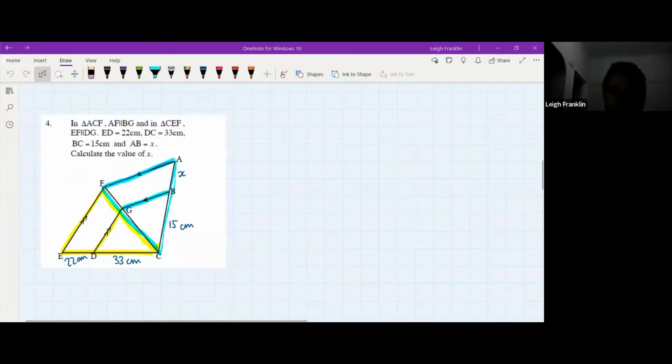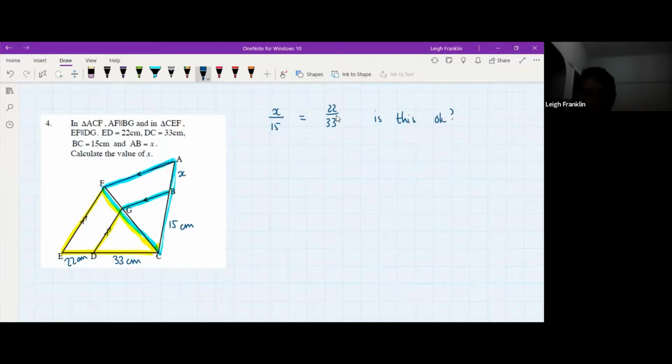Now, with this question, if we didn't understand what we were doing, we would be very, very tempted to just do this. So if I write X over 15 equals 22 over 33, am I going to get all the marks? No, I'm not. It's not okay that I make that statement. Why can I not do this? What's wrong with what I've said?